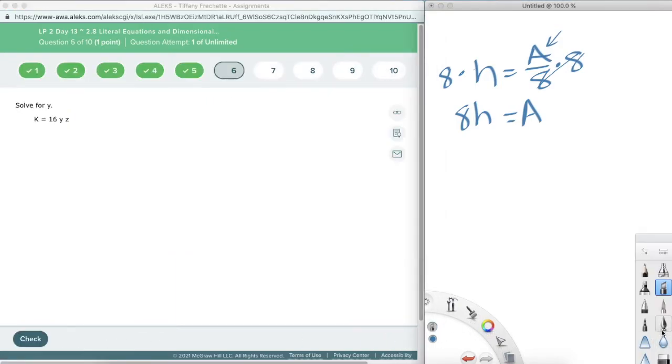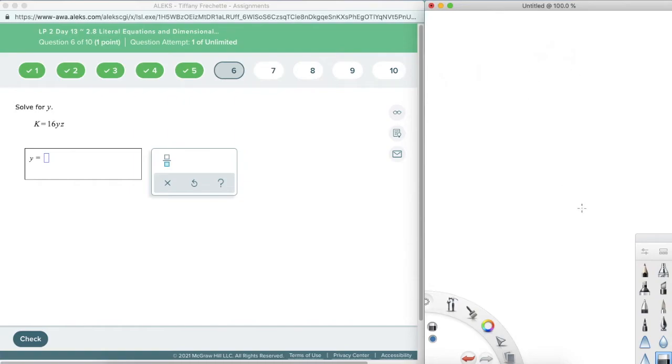All right, we have k equals 16yz. All right, now we're getting a little bit more involved. I'm going to cross my z there so you don't think it's a 2. We want to solve for y. So I'm going to say, what's being done to the y? Well, I'm doing two things. I'm multiplying by 16 and I'm multiplying by z. So I want to divide by both 16 and z. And you can do this at the same time. You can do it one at a time if you want, but you can do it at the same time. We can move them both. So k divided by 16z.